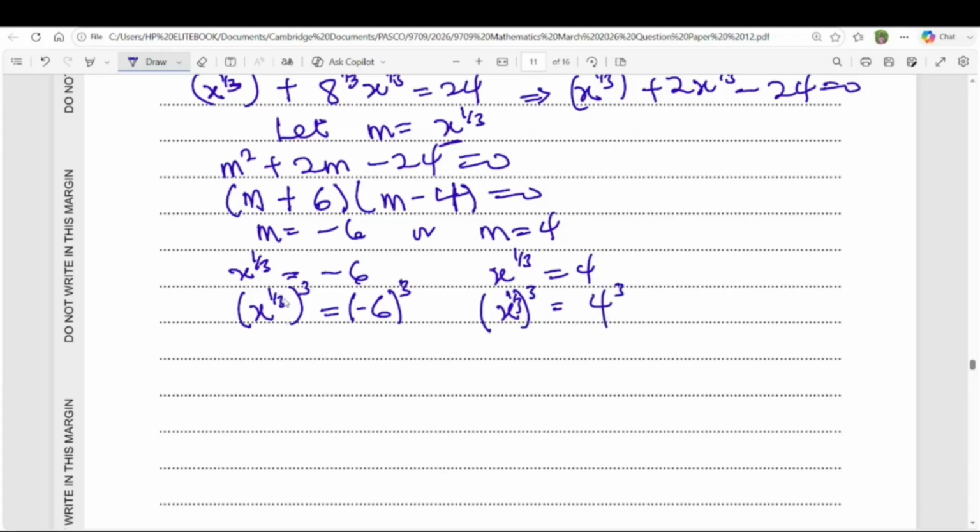So we have 1 over 3 times 3 is 1. So we have x here equal to negative 6 all exponent 3. That's supposed to be negative 216. And then over here, x is equal to 4 exponent 3, and that is 64. So the solutions to the equation given are negative 216 and 64.